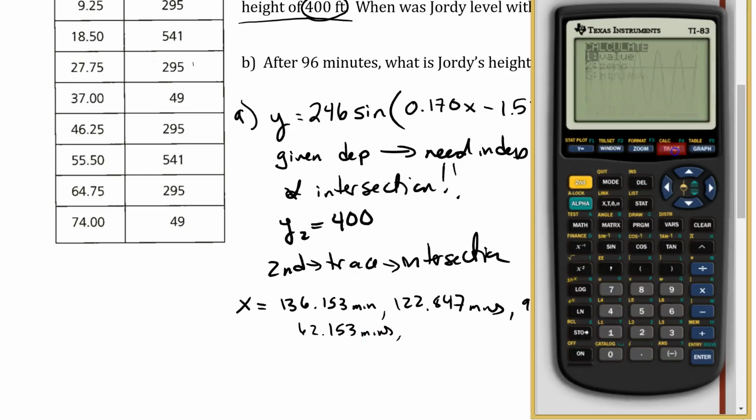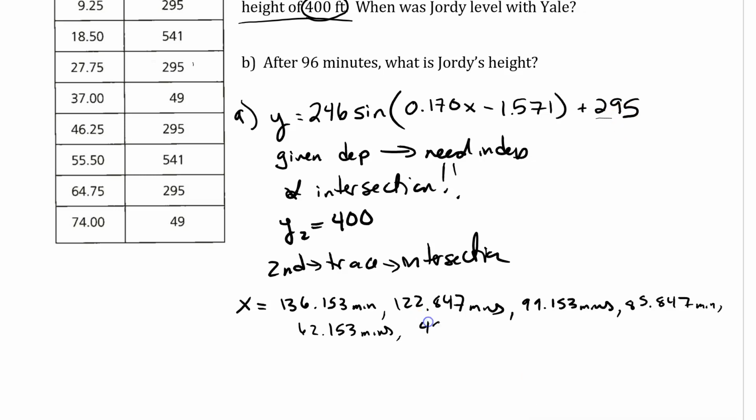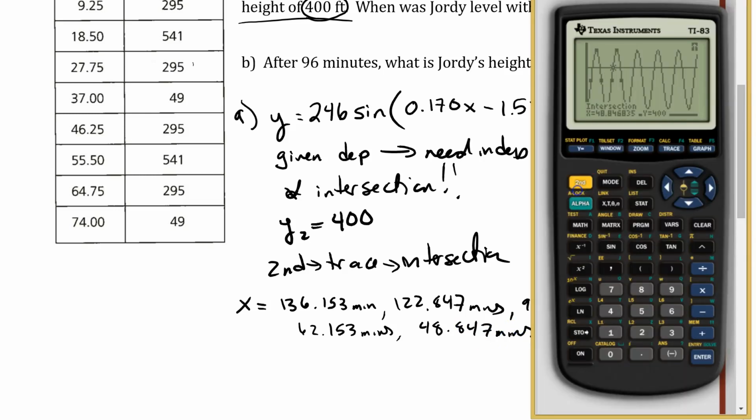Getting close. Second trace. Intersection. I'm going to get closer to that. Good. Enter, enter, enter. 48.847. Two more. We can do this. Second trace. Intersect. Just going to go like that. Come on, buddy. Enter, enter, enter.